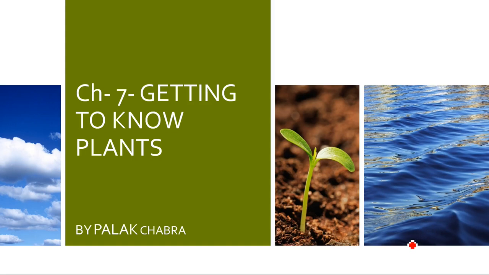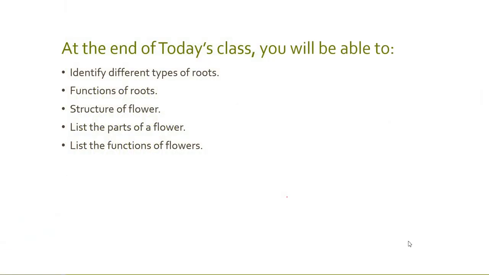In today's science class, we will continue our chapter 7, Getting to Know Plants. At the end of today's class, you will be able to identify different types of roots and the functions of roots. You can also identify the structure of a flower, and list the parts of a flower along with their function.